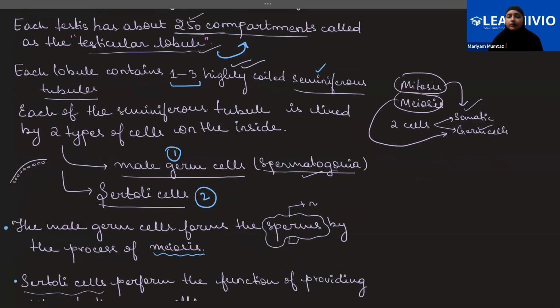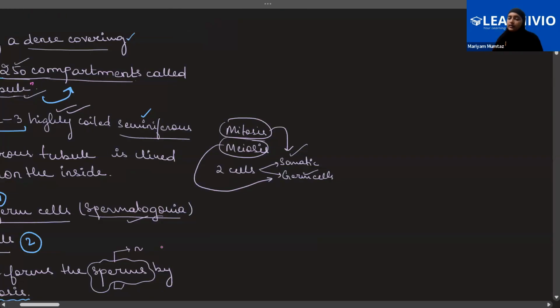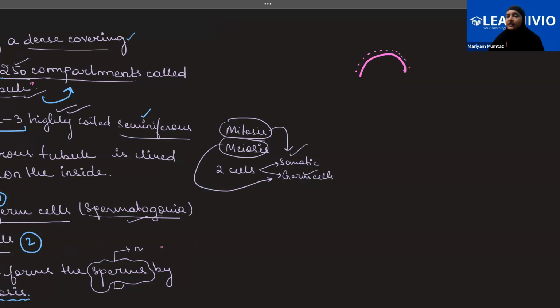Okay. Now, inside each testicular lobule, there are 1 to 3 highly coiled seminiferous tubules. These are the structures. Now, each of the seminiferous tubules is lined with two types of cells. Now, everyone here knows the difference between lining and covering. If, for example, the things are present on the outer side, then that is covering. Or lining.